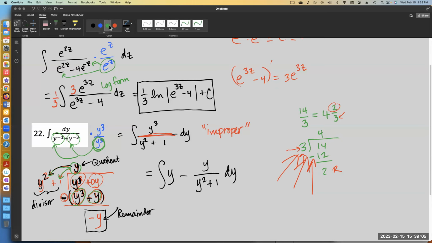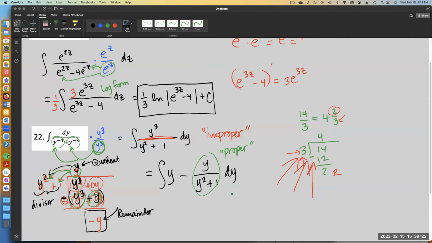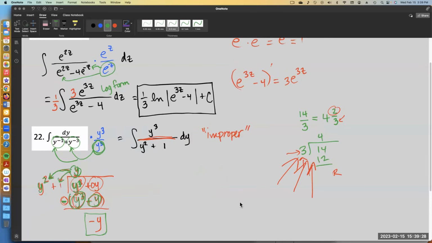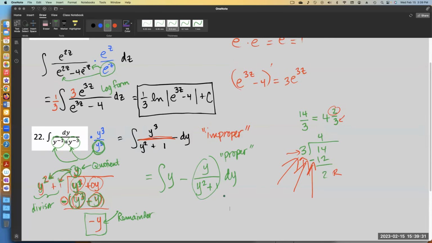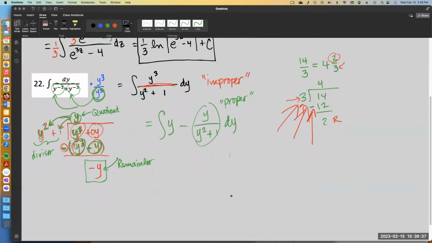And now we can integrate. This is okay now because this is proper. And as long as it's proper, there's going to be a technique, unless we have some really nasty thing. If it's proper, we should be able to integrate it. Not quite sure why the pen just wants to change color every once in a while. All right, so now we can integrate. The integral of y is y squared over 2.